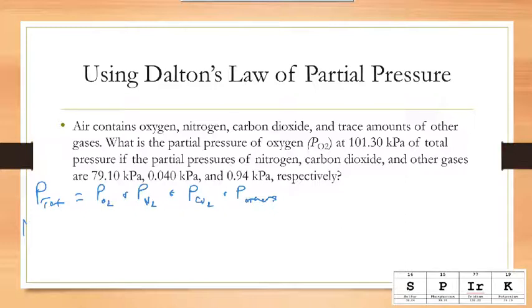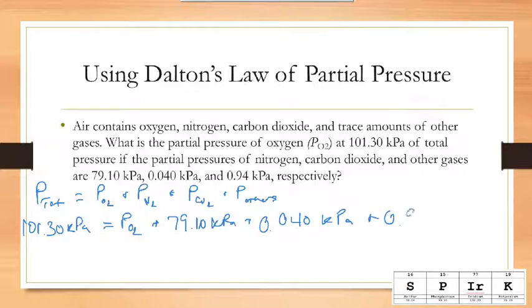So we have 101.30 kPa equals the partial pressure of O2, because remember that's what we're solving for, plus 79.10 kPa plus 0.040 kPa plus 0.94 kPa.